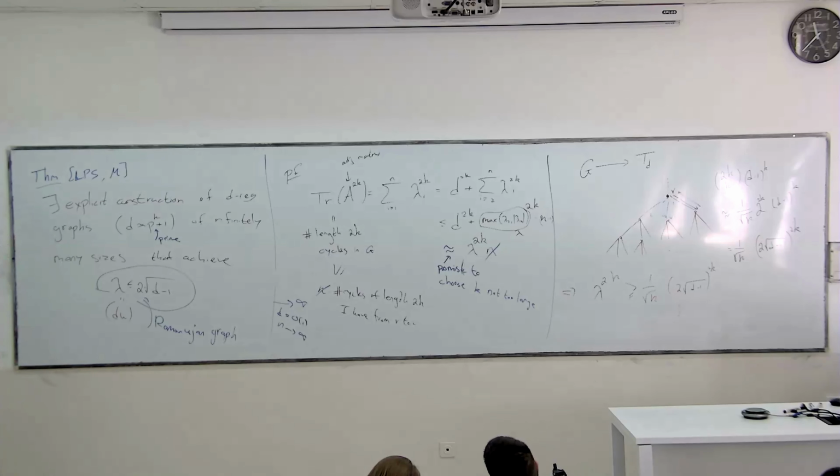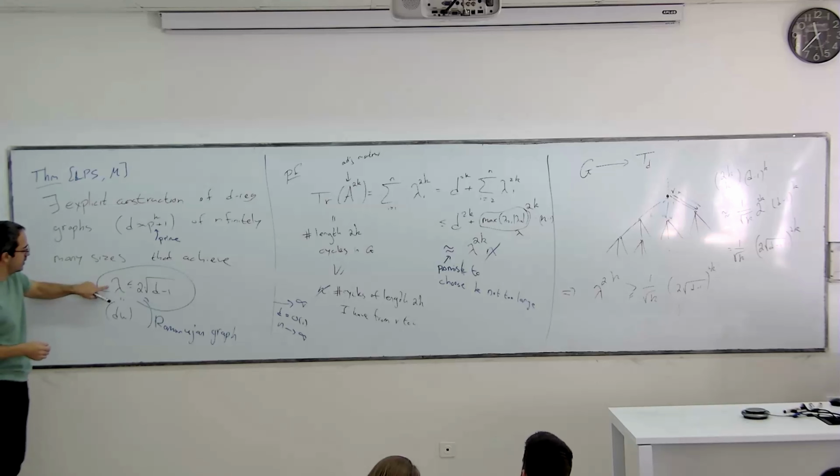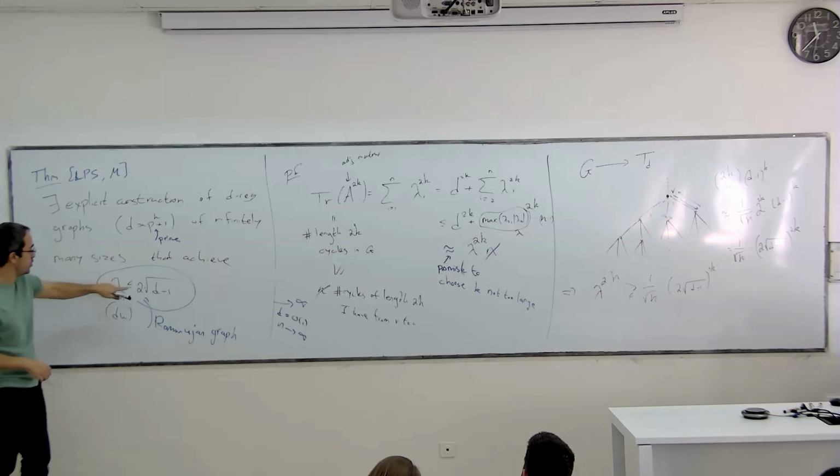Remind me again, what is the left side of the inequality? Lambda? Yeah. It's like d times omega. It's like you want this to be at most 2 square root of.